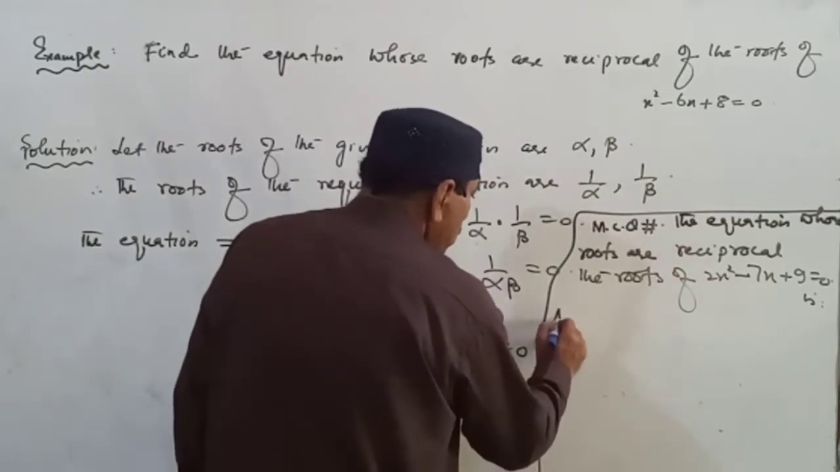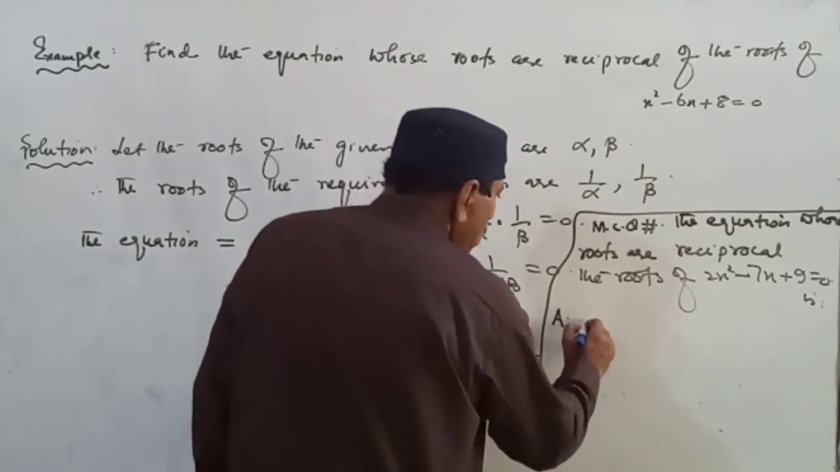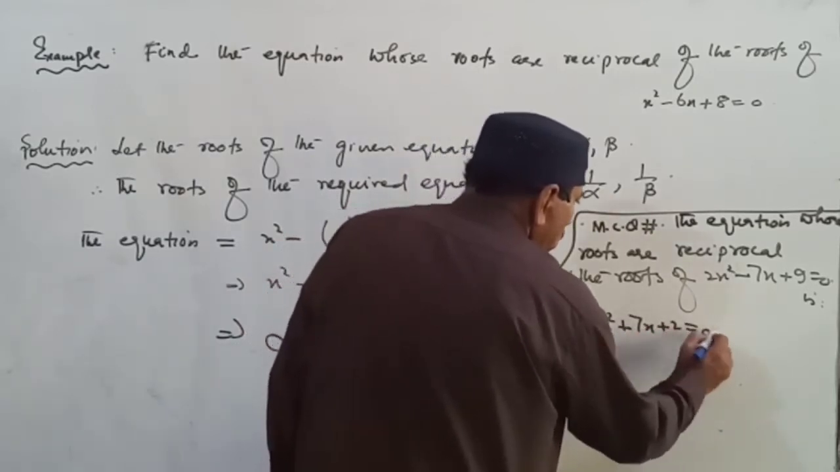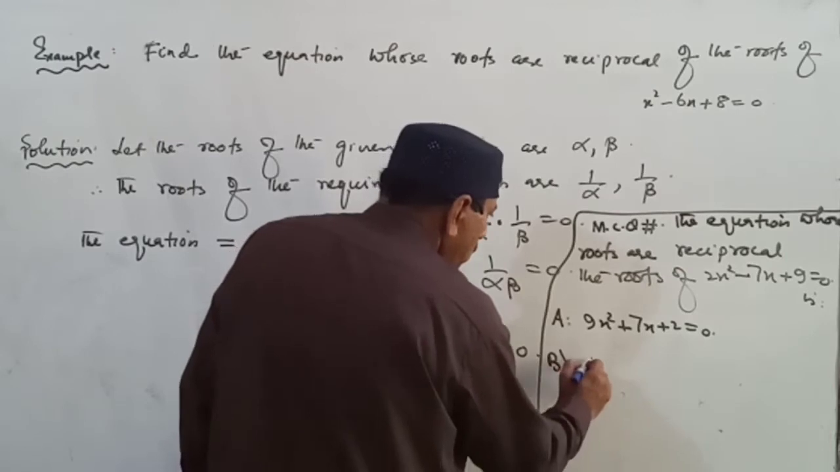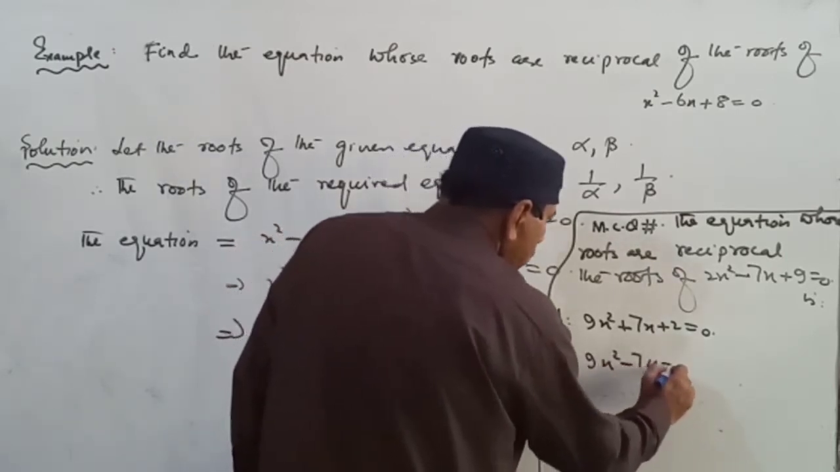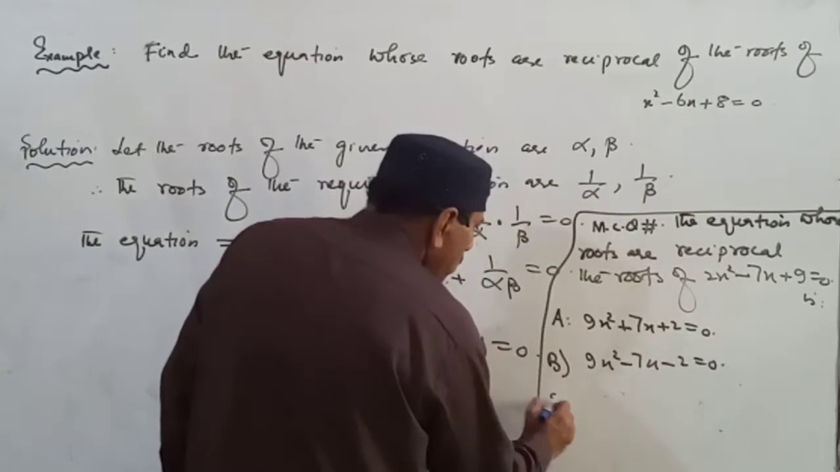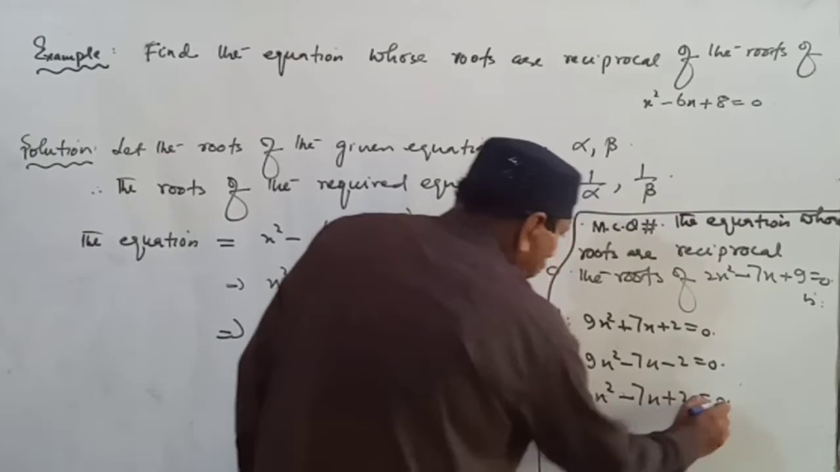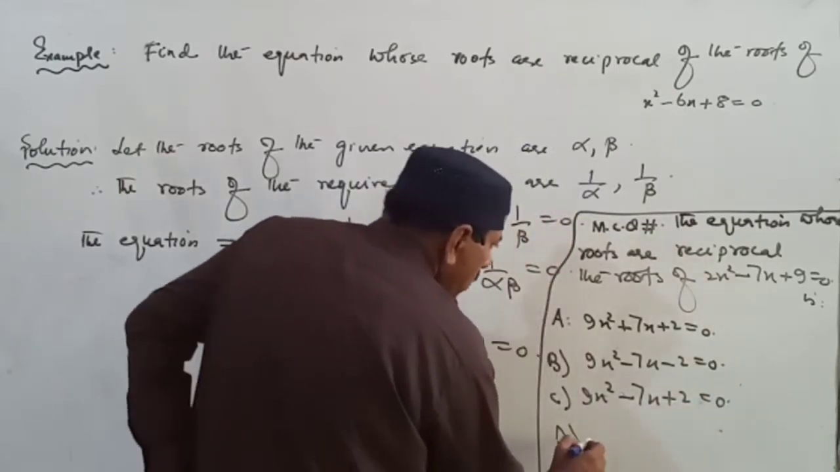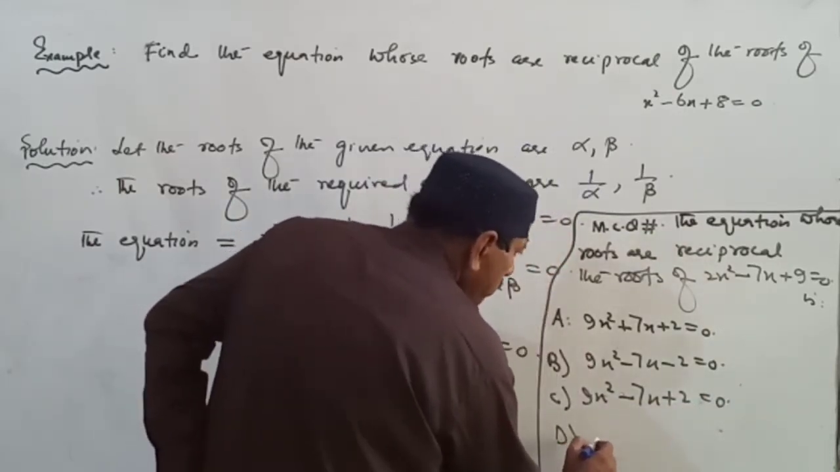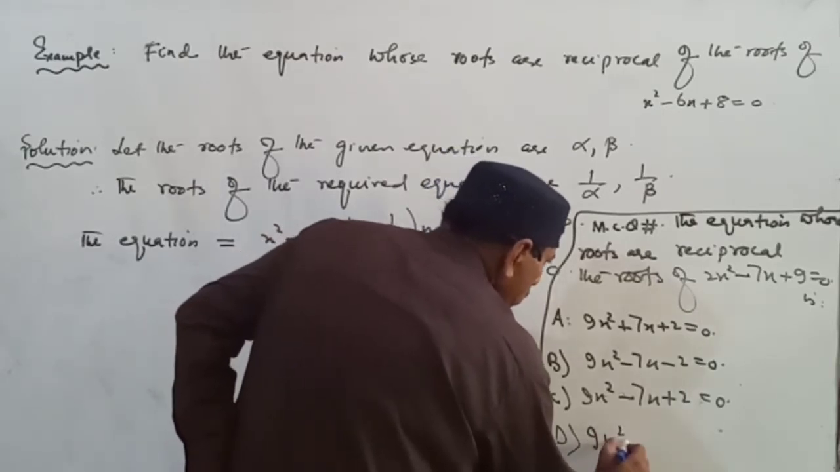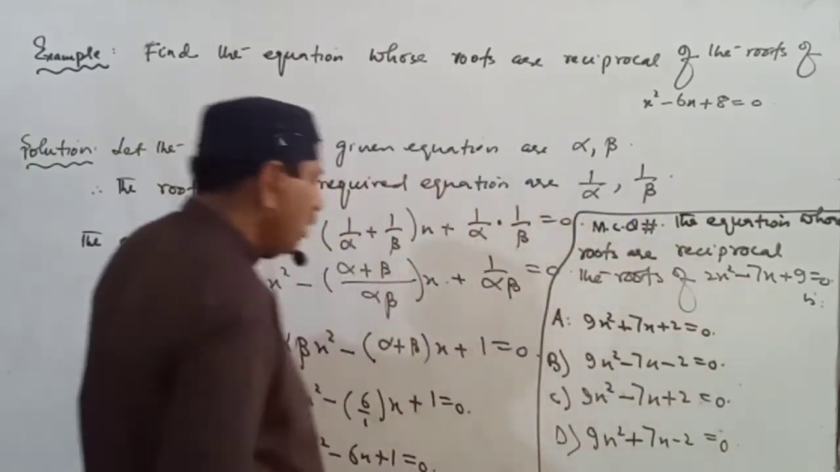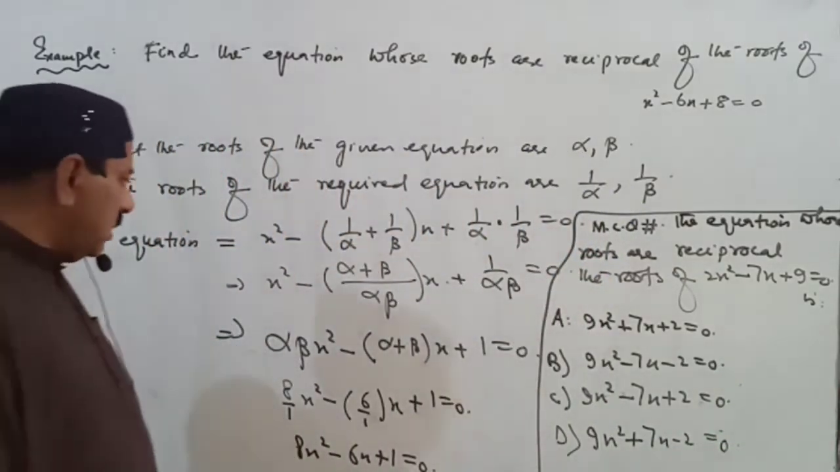a 9x square plus 7x plus 2 is equal to 0, b 9x square minus 7x minus 2 is equal to 0, c 9x square minus 7x plus 2 is equal to 0, d 9x square plus 7x minus 2 is equal to 0. So these are the options.